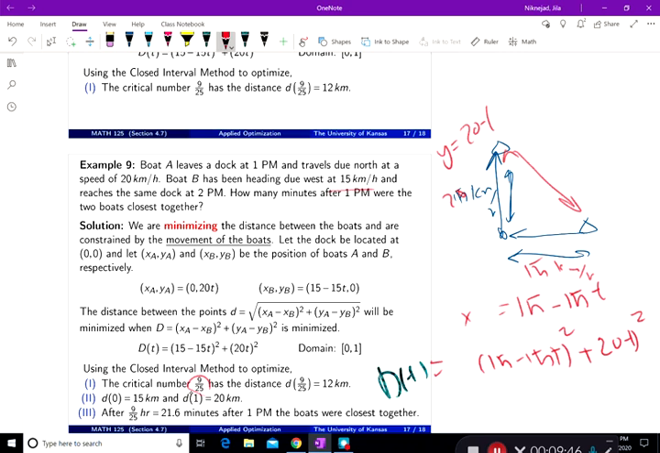Then find the beginning and end points for t. The variable is defined on the interval 0 to 1, and with the critical number you can use the closed interval method and find the minimum value for d, and then the square root of that value is going to give you the minimum distance basically. And so that's how this problem is solved.